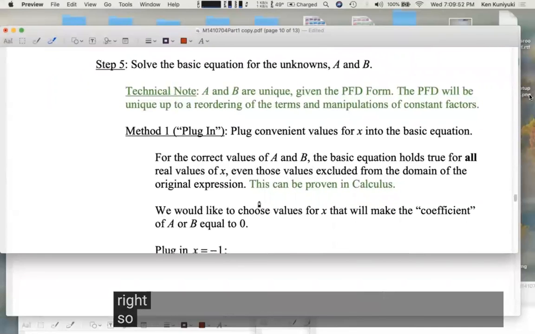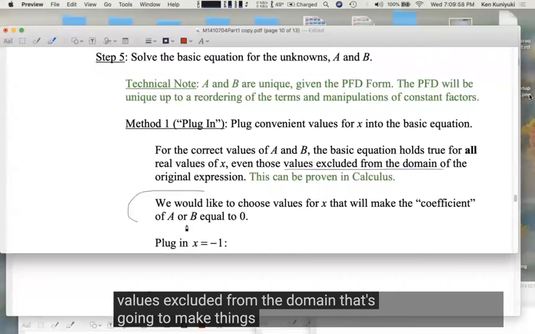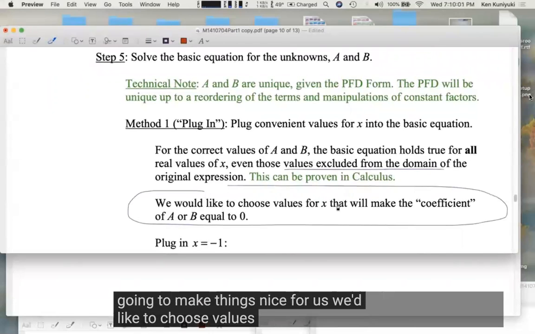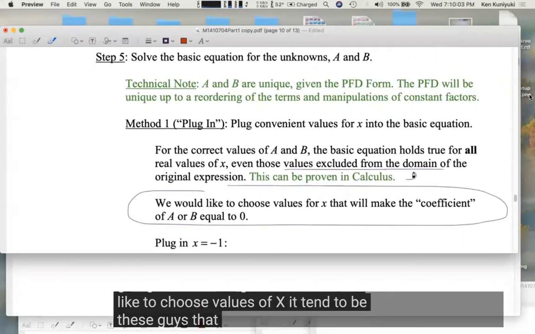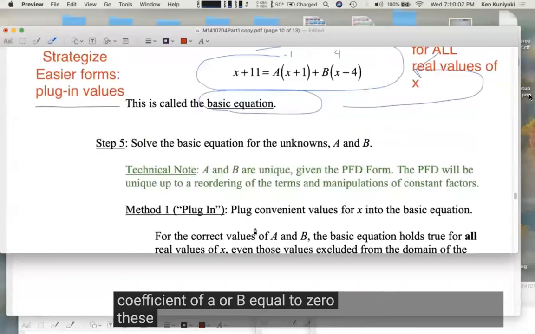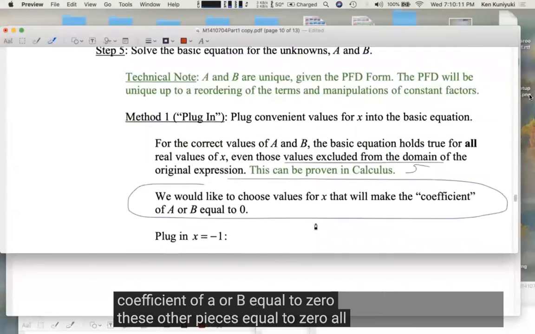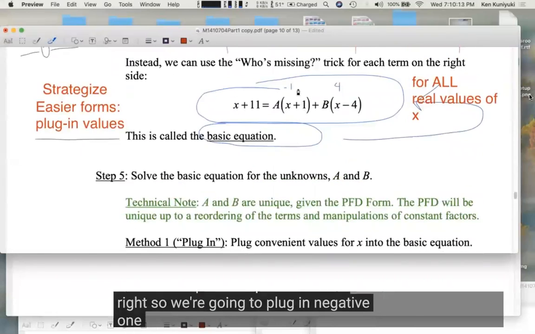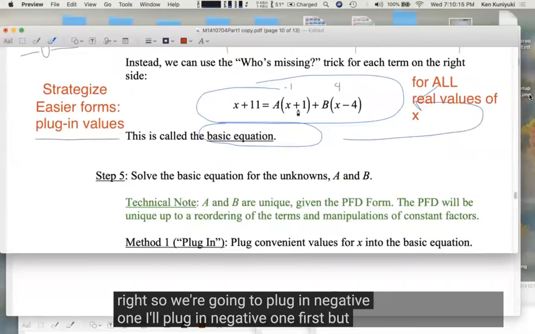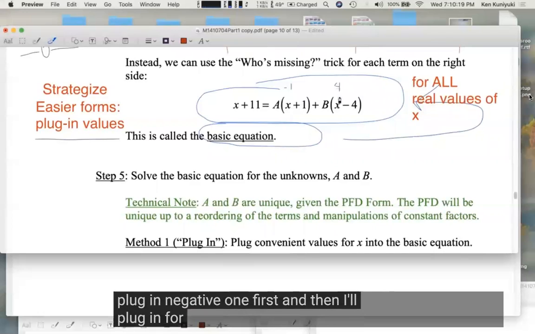All right. So again, ironically, it's actually the values excluded from the domain that are going to make things nice for us. We like to choose values of X, and they tend to be these guys, that will make the coefficient of A or B equal to 0. These other pieces equal to 0. All right, so we're going to plug in -1 first, but of course the order doesn't matter, and then I'll plug in 4 second.